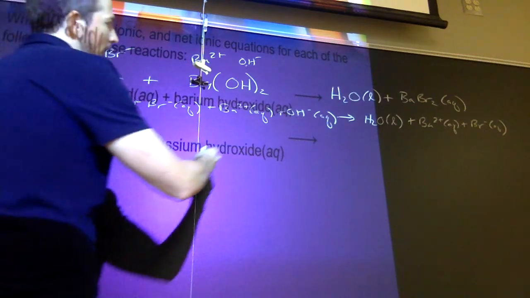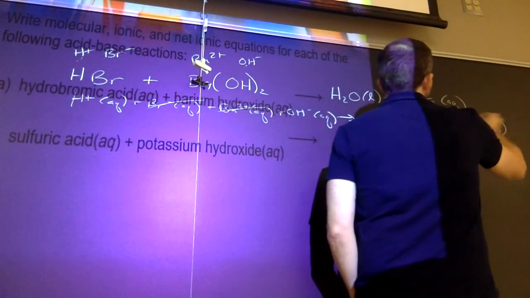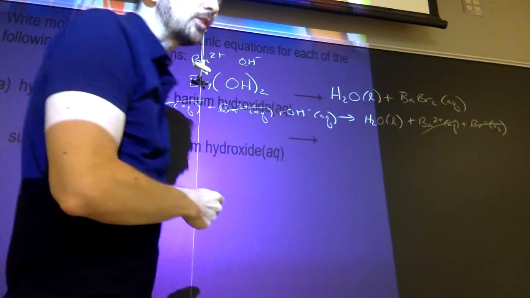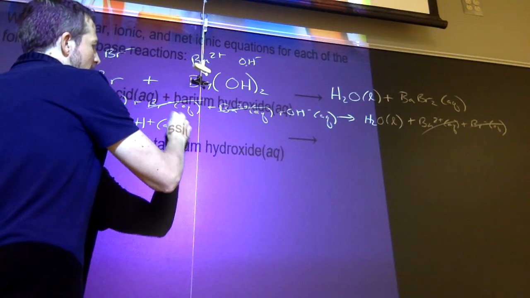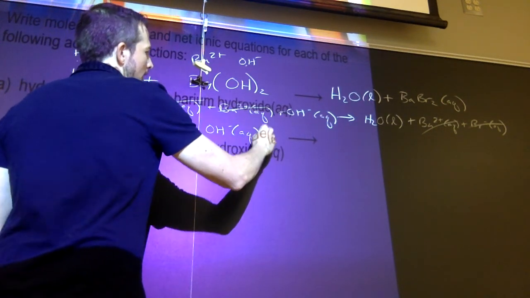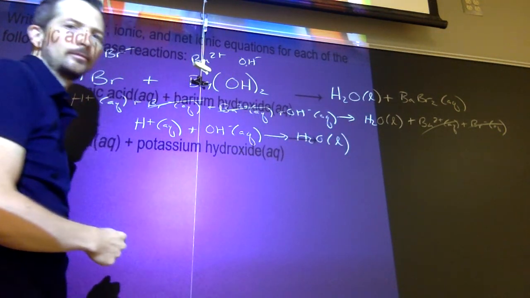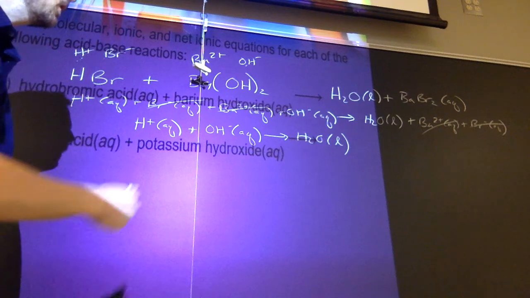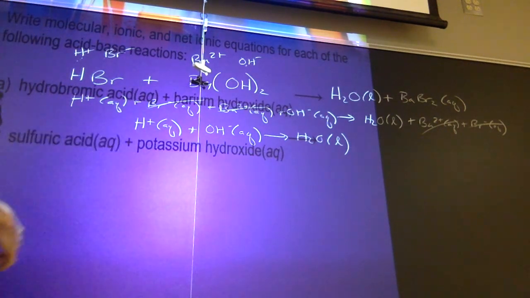So if I cancel out like terms on both sides, the barium and bromine are both gone. So my net ionic equation would just be my H plus and my OH minus, yielding my H2O. On this next one, I'm going to skip the ionic one. I'm just going to do the molecular and the net ionic.